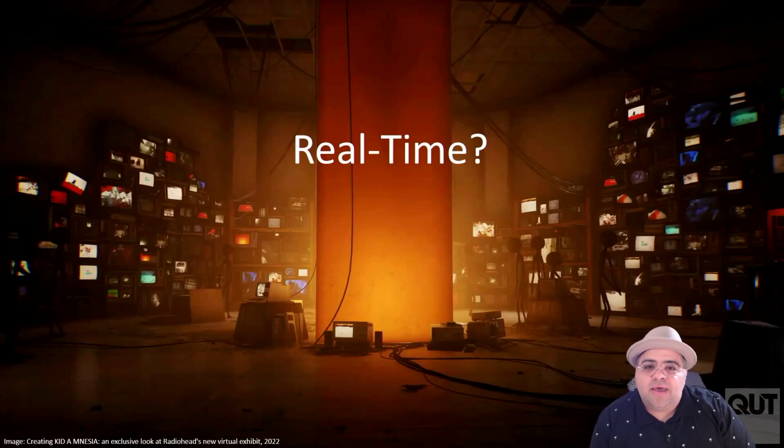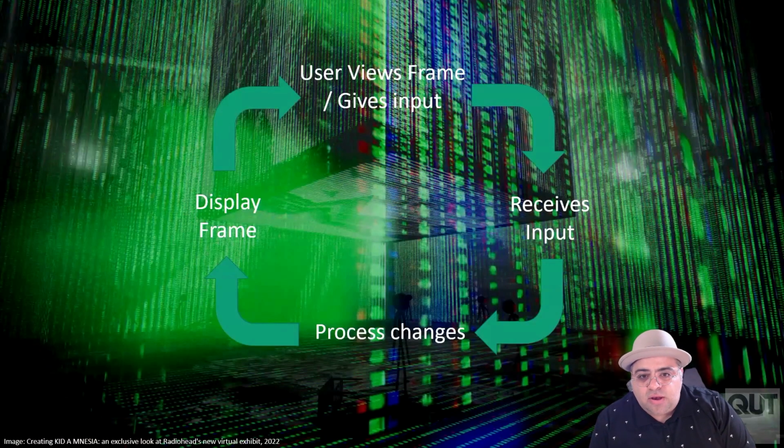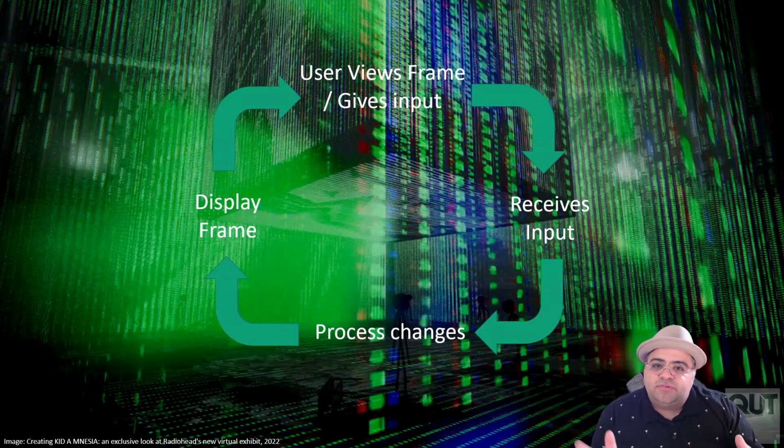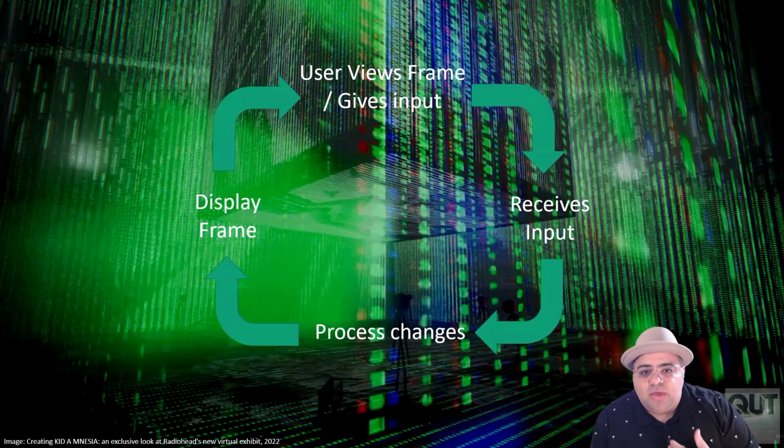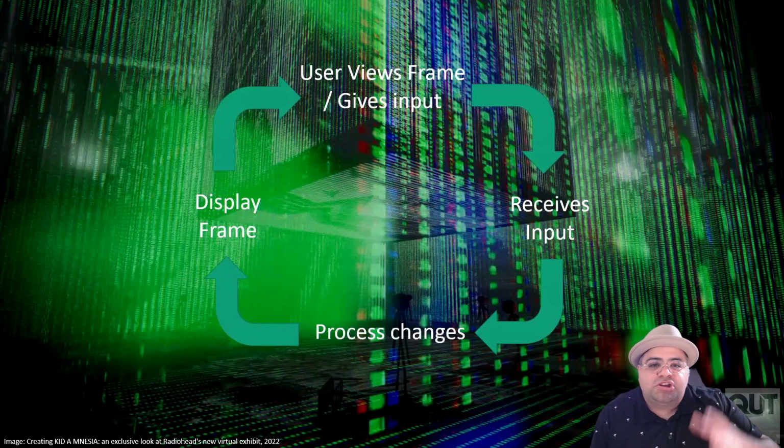So what is real-time? Real-time is when a user views a frame that is rendered by the computer and you can interact with it. So it receives an input and the process is changed and we display the frame instantly. So whatever changes we make by moving the camera or changing daylight or whatever, it's reflected back to us exactly in real time. Well, not exactly, there's about 4 milliseconds, but still we call it real time. Whereas in the older methods, we had to wait for rendering to be done.